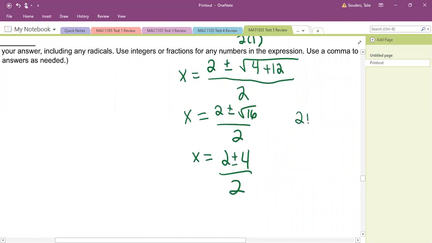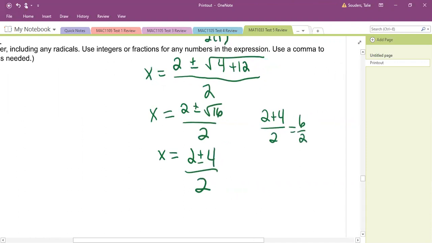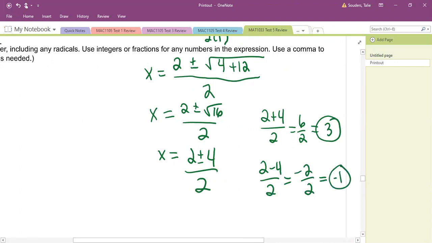Now, since you have all integers, no radicals anymore, you can evaluate that. So what is 2 plus 4? 6 divided by 2. 3. So your one answer is 3. And then your other answer, you have to put the minus sign. What is 2 minus 4? -2, divided by 2. -1. So those would have been your answers, 3 and -1. Any questions there?